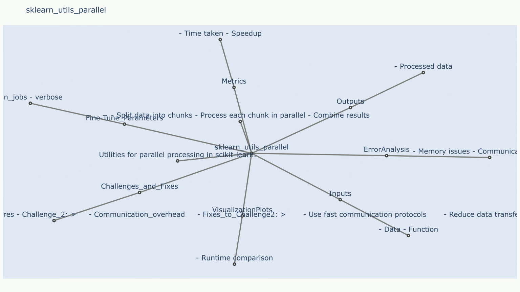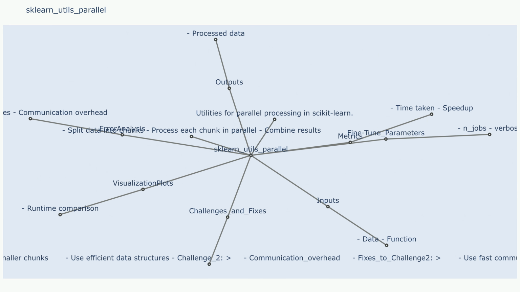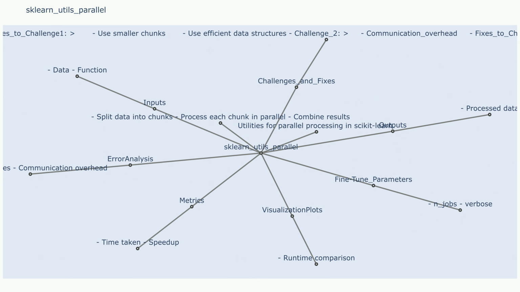Challenge 3: inter-process communication overheads. Communication between parallel processes can be costly, especially in distributed settings. Sample use case: frequent data exchange between processes in a distributed parallelization setup. Fixes: minimize data exchange by processing data locally or using efficient communication protocols.